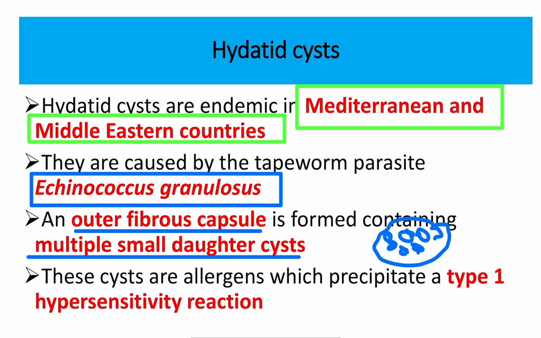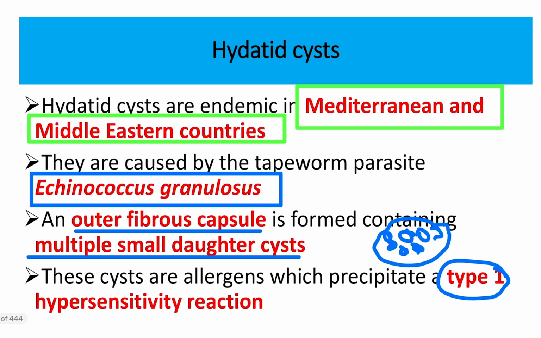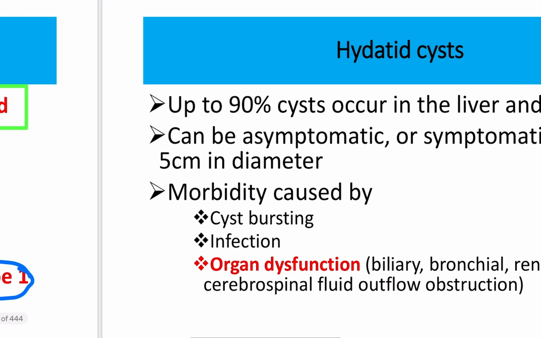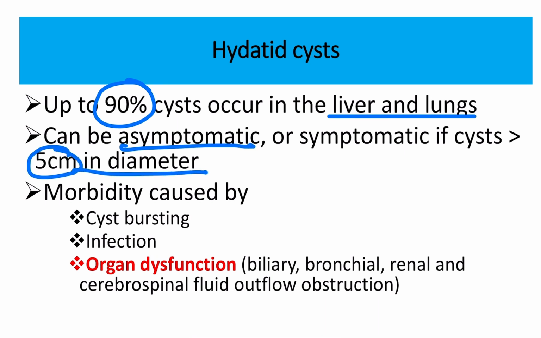These cysts are allergic and precipitate a type 1 hypersensitivity reaction. That means the fluid within the cyst can cause a type 1 hypersensitivity reaction, and when they rupture and go into the blood, it causes anaphylactic shock. Up to 90% of the cysts occur in the liver and lungs, and mostly in the liver. Hydatid cysts are commonly found in the liver, but they can be found in other organs, including the spleen. They can be asymptomatic, or sometimes become symptomatic when the cyst is more than 5 centimeters in diameter.